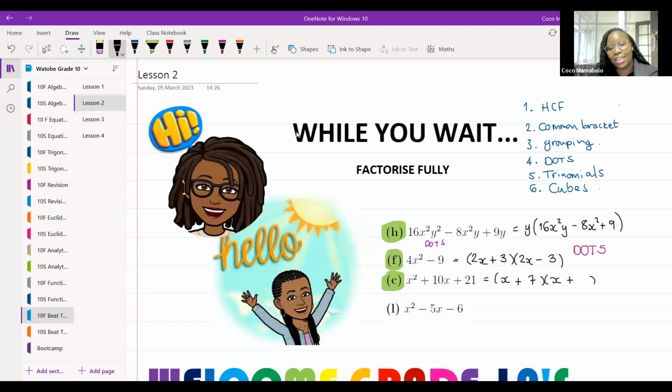7 plus 3 is equal to 10, and 7 times 3 is equal to 21. Excellent, guys. I want you to do the same with L. Do the same with L, guys.